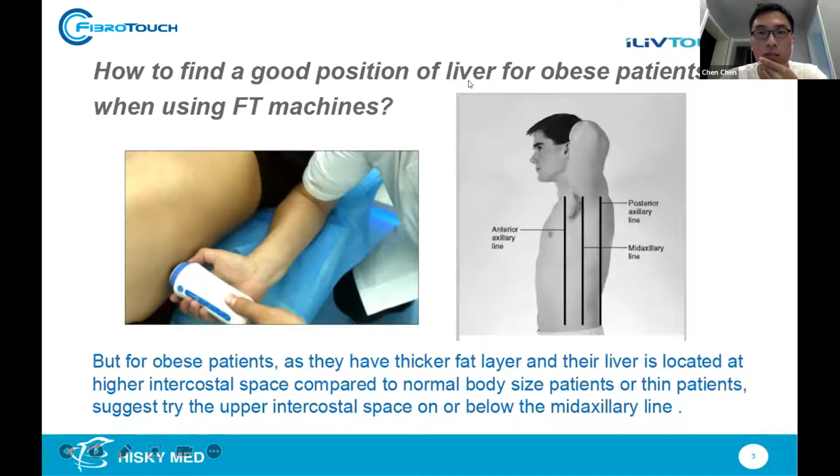So that is a big difference, because we measure different patients with different body size, we choose different areas. That will be very helpful for us to find the good position of obese patients and get good results using the FT machines.